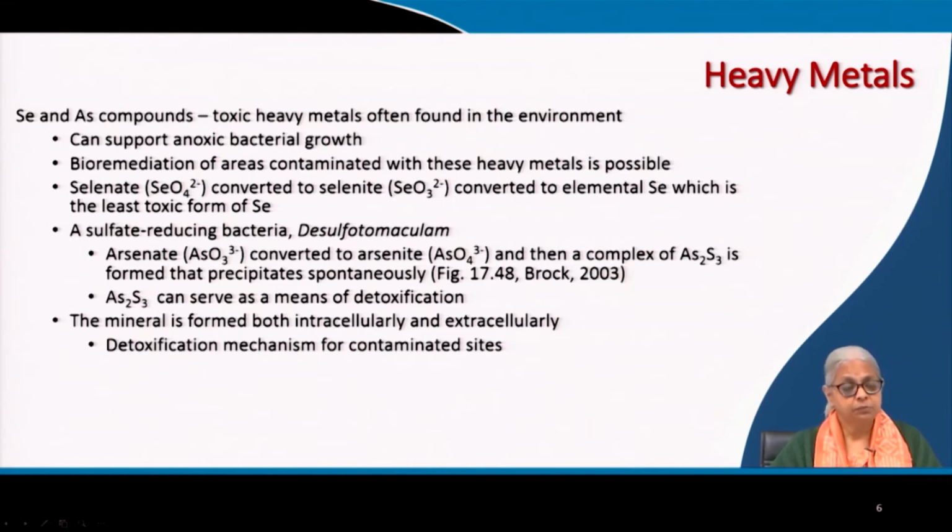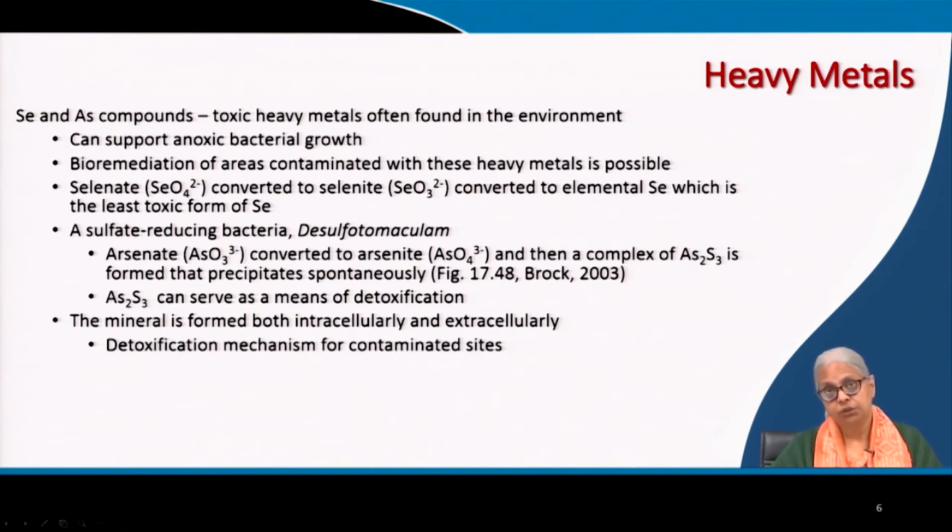Now, if they are capable of supporting anoxic bacterial growth, that means if you have contamination of water or soil with these elements, then bioremediation is a possibility. So if you have selenate, it can be converted to selenite or to elemental selenium, which is the least toxic form of selenium. And you also have a sulfate reducing bacterium, Desulfotomaculum.